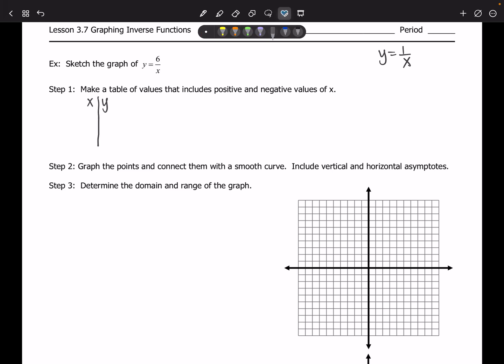So if we've got y equals 6 over x, I'm going to use inputs of 1 and 6. I already know that x can't equal 0. X can never equal 0. So I'm going to have a highlighted axis where x equals 0. And that's called an asymptote. X equals 0. That is a vertical asymptote.